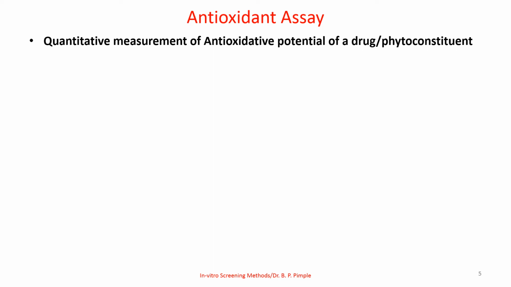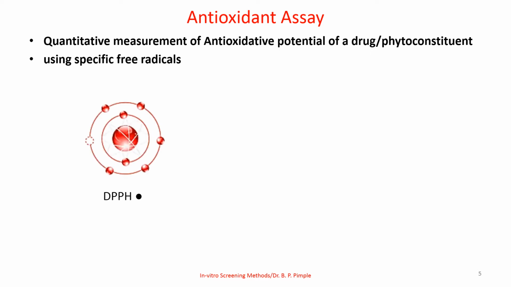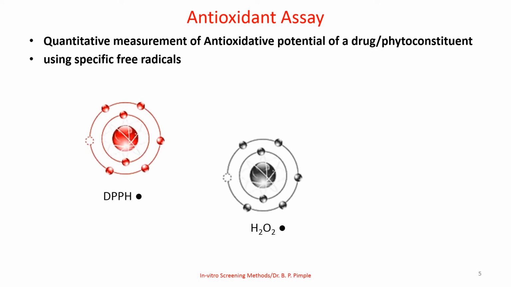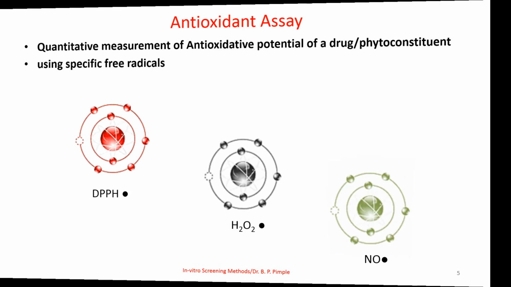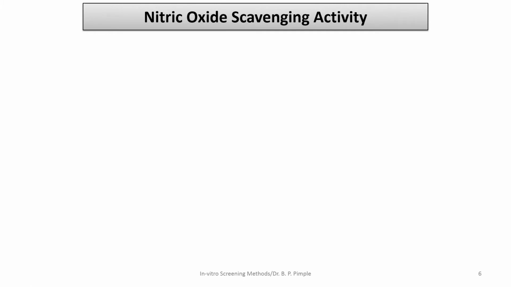Antioxidant assay means quantitative measurement of the antioxidant potential. We use specific free radicals which are available in the market like DPPH free radical, then hydrogen peroxide free radical or nitric oxide free radical. The method for determination of antioxidant potential of a phytocompound is the nitric oxide scavenging assay.